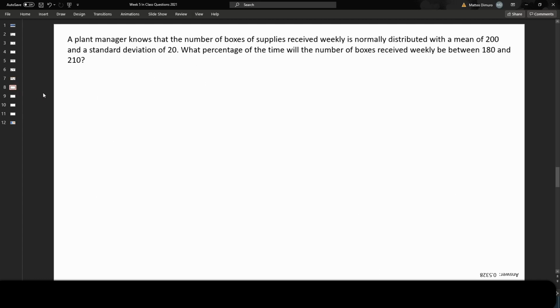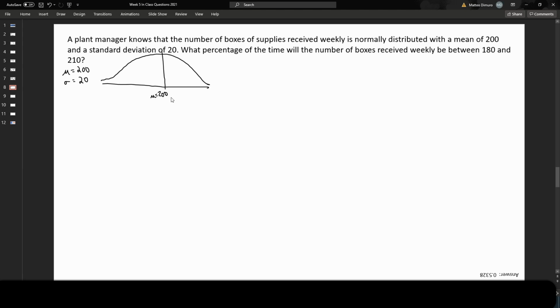Next question, my friends. A plant manager knows the number of boxes of supplies received weekly is normally distributed with a mean of 200 and a standard deviation of 20. What percentage of the time will the number of boxes received weekly be between 180 and 210? Well, looks like another one of those questions where we are looking for an in-between. So if we draw our normal distribution, because they said it was normally distributed, the mean is here at 200.